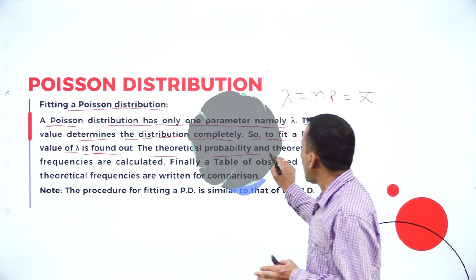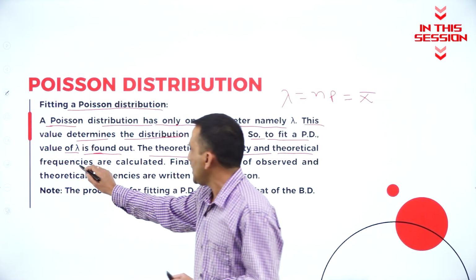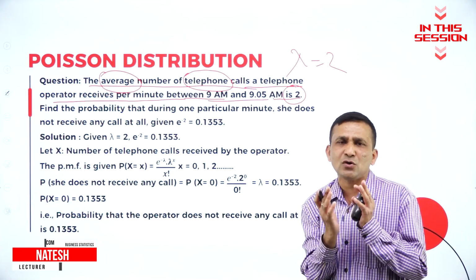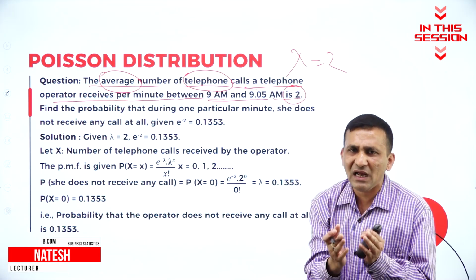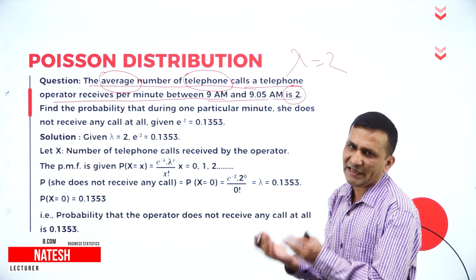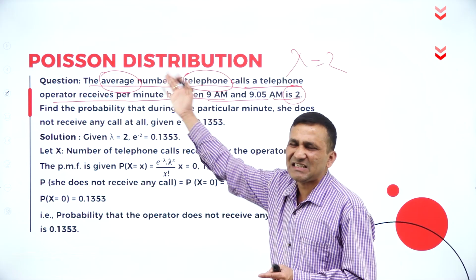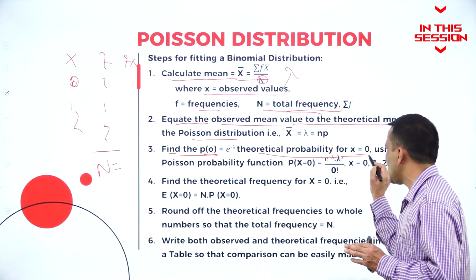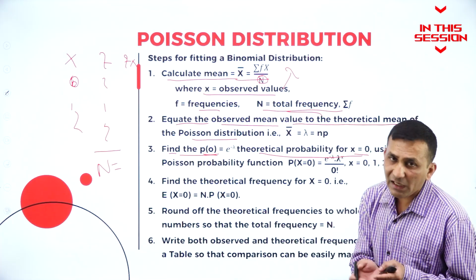The theoretical probability and theoretical frequency are calculated. Theoretical, which is nothing but expected frequency. In the Poisson distribution, average is equal to lambda, or lambda is equal to np, or x bar. So in the question it is clearly given, lambda value is given as 2. The theoretical frequency for x equal to 0, because the Poisson variant we need to select.